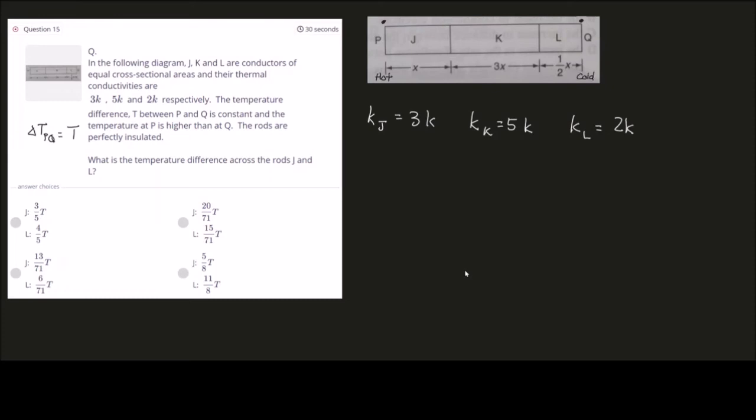Okay, the rods are perfectly insulated. Once again, you see the word perfectly insulated, no heat loss. So this dT/dx thing here is linear. Only if it's linear, only then are you able to do what we are doing later. Okay, so what is the temperature difference across the rod J and L? So they are asking from here to here, how much temperature difference? From here to here, how much temperature difference?